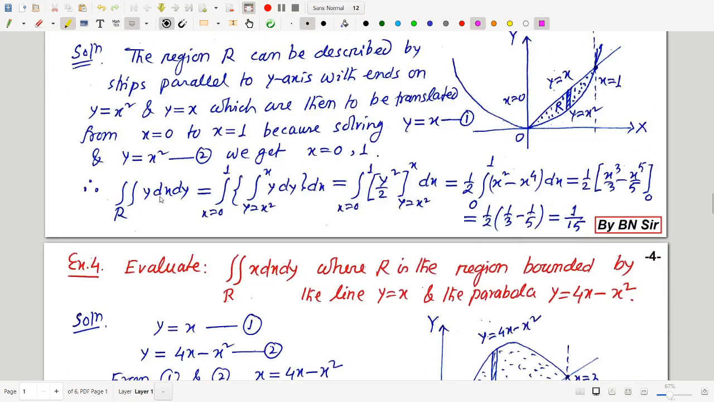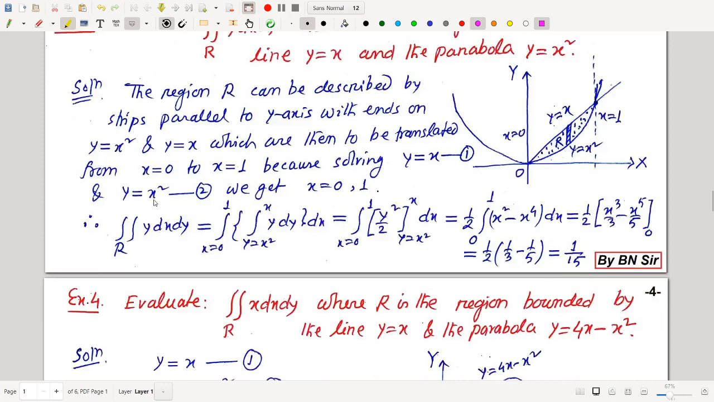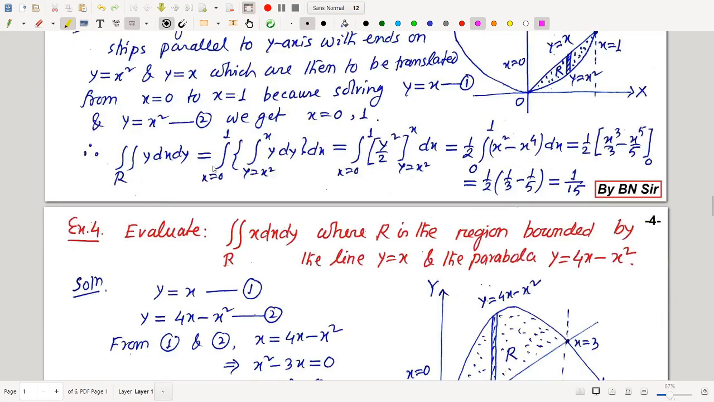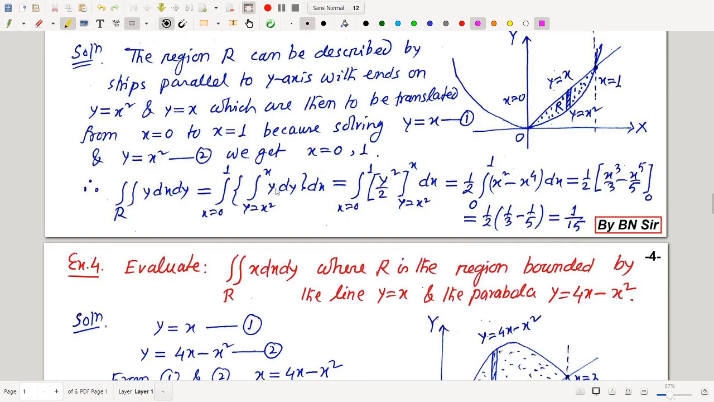So therefore the double integral of the function y over the region R gives us this repeated integral, y equal to x square to x, y dy, means integration with respect to y first and then integration with respect to x, limit 0 to 1. So the y integration is y square by 2, y equal to x square to y equal to x, means the upper limit is x. Take half outside, it will be x square minus x to the power 4.